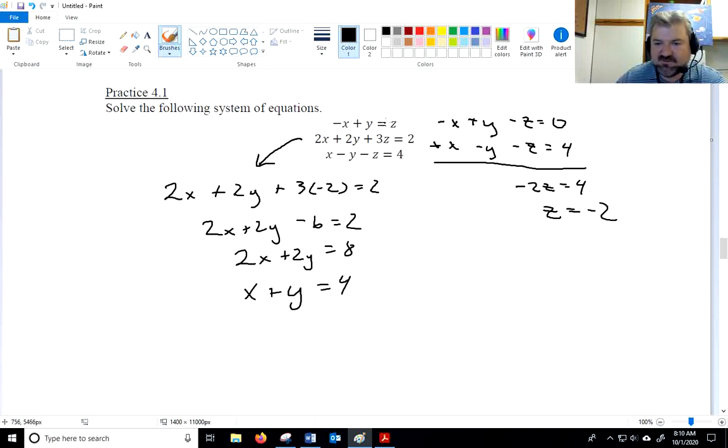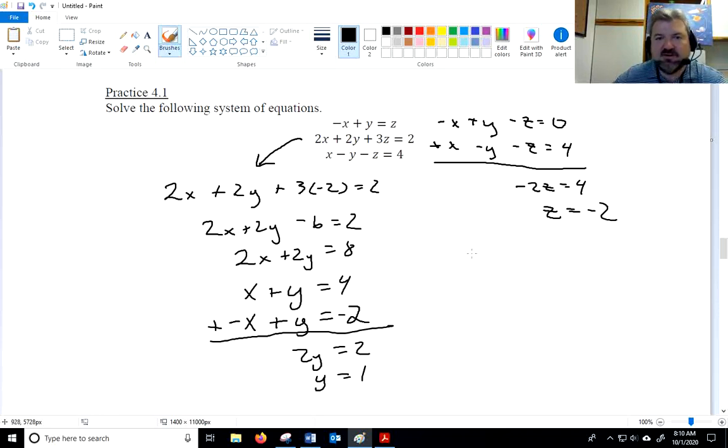Now what I'm going to do is use this top equation. I'm just going to put it right here. Negative x plus y equals z. Z was a negative 2. Now when I add these two equations, they're not the same line, and I get 2y is equal to 2. So y is equal to 1. So we definitely can get a y value.